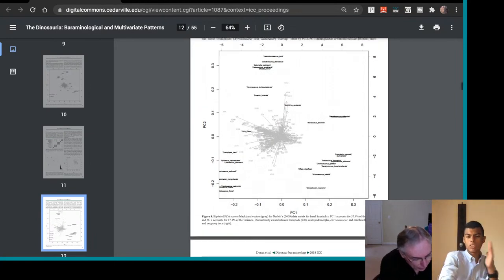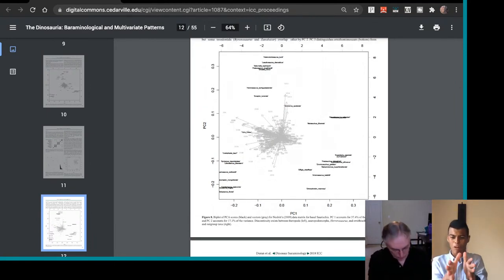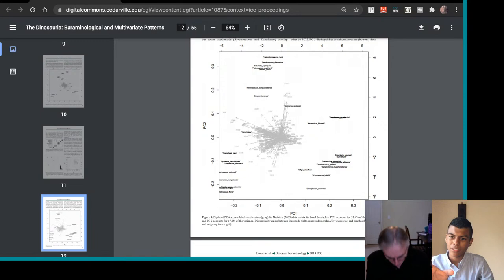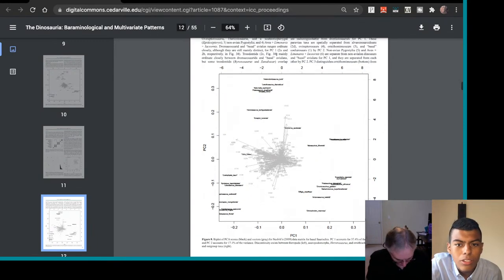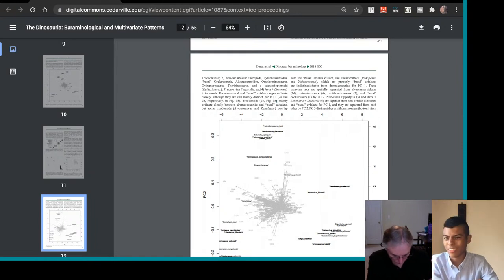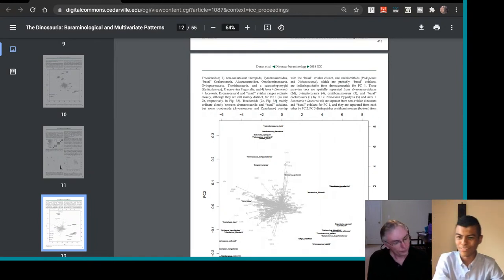So this was all published in a volume in 2018? Yes, 2018. And it looks like you're on page 12. Yes, sir. Somebody at my church has a lot of the Institute for Creation Research volumes, and he said he's going to let me borrow one to read a couple of the papers.